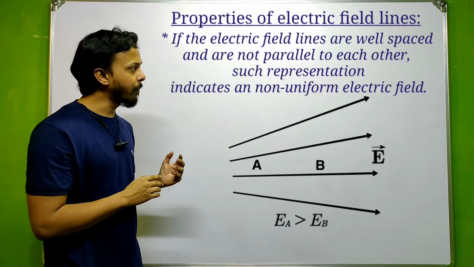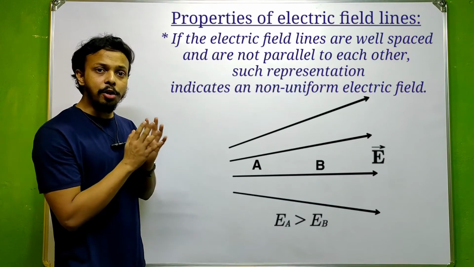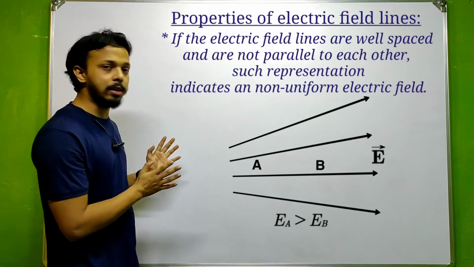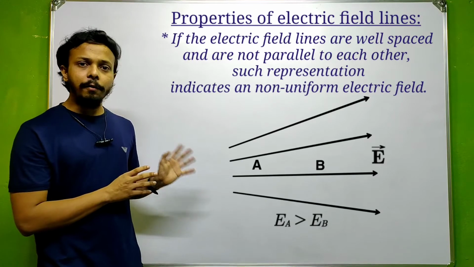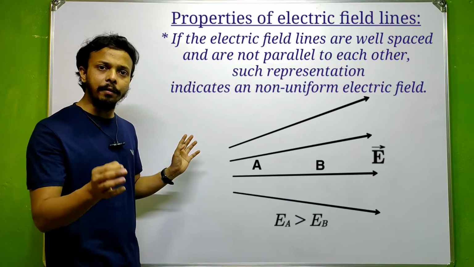And next, if the electric field lines are well separated but not parallel to each other, like this, then such a representation indicates a non-uniform electric field.